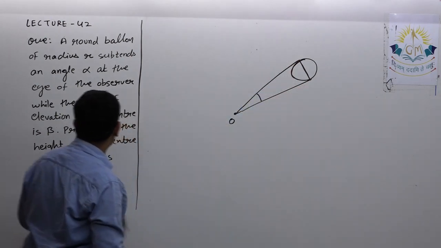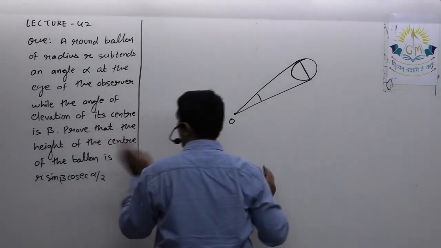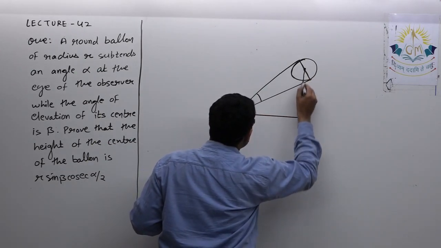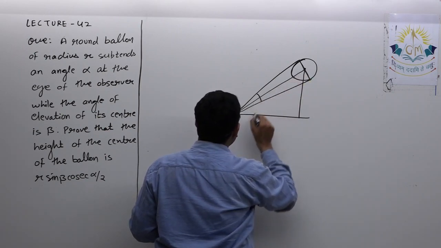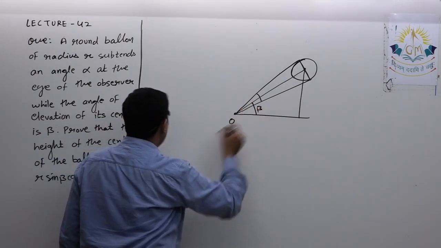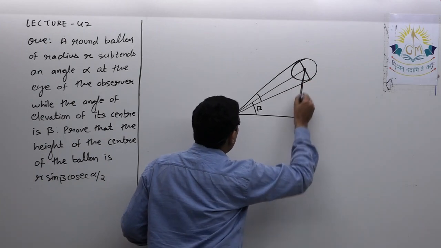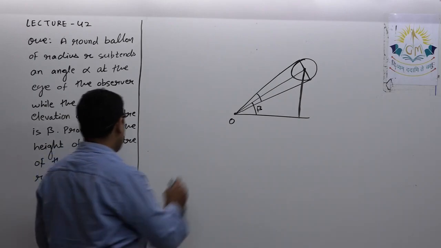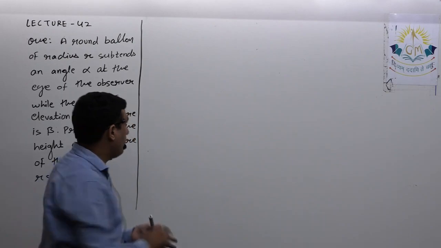Okay, so further it is given that the angle of elevation of the center is, now from the same point if someone looks at the center, then the angle of elevation will be beta. Okay, this angle will be beta. Then you have to prove that the height of the center from the ground, that means this length, is equal to r sine beta cosec alpha by 2. So let us draw its diagram in a proper way.